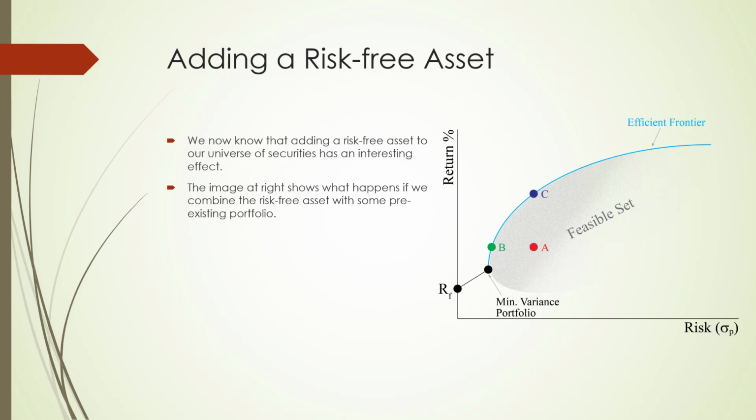Now, there's no reason why we couldn't combine the risk-free asset with any other portfolio on the efficient frontier. So let's see what happens if we combine it with portfolio B. Now we get the green line, and notice that any portfolio on that green capital allocation line is better than any portfolio on the original capital allocation line.